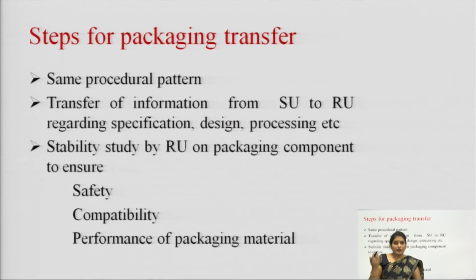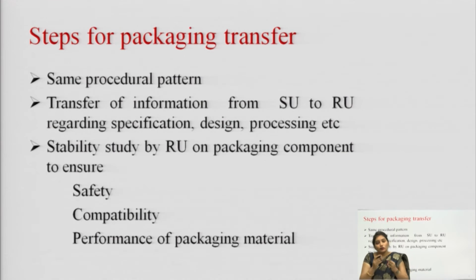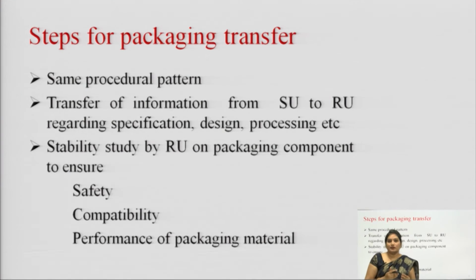Okay. And the receiving unit will get the information about the specifications of packaging material. Okay. About the processing of packaging material, how we have to process for the packaging of the product. Okay. And after getting this information from the sending unit, the receiving unit will review the information, will check whether all the facilities, all the ingredients are available with him or not. He will check his capability for the requirements of all these types of ingredients.